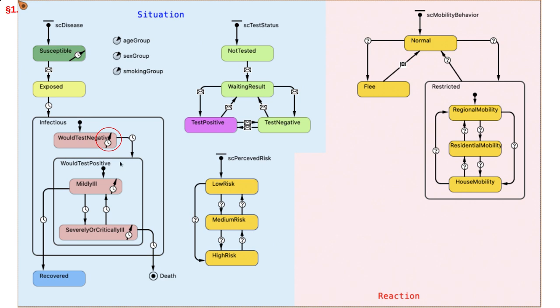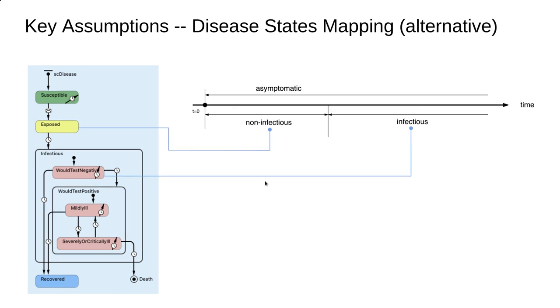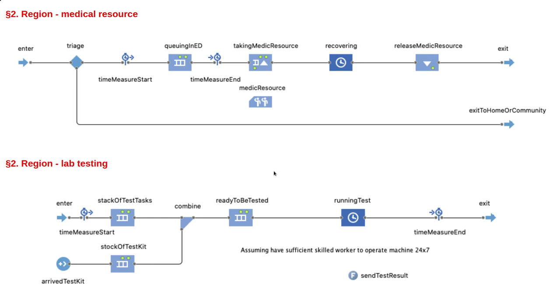So in this case, we do represent natural history of infection, their status with respect to testing, perceptions of risk, and mobility behavior. And there's a mapping of the natural history of infection onto familiar constructs, such as incubation, latent period, et cetera. Medical resources are represented at a fairly coarse-grained level, but one that can capture the effects of delays and overload. And lab testing is also captured in terms of capacitation, in terms of its limited capacity to process samples only at a certain rate.